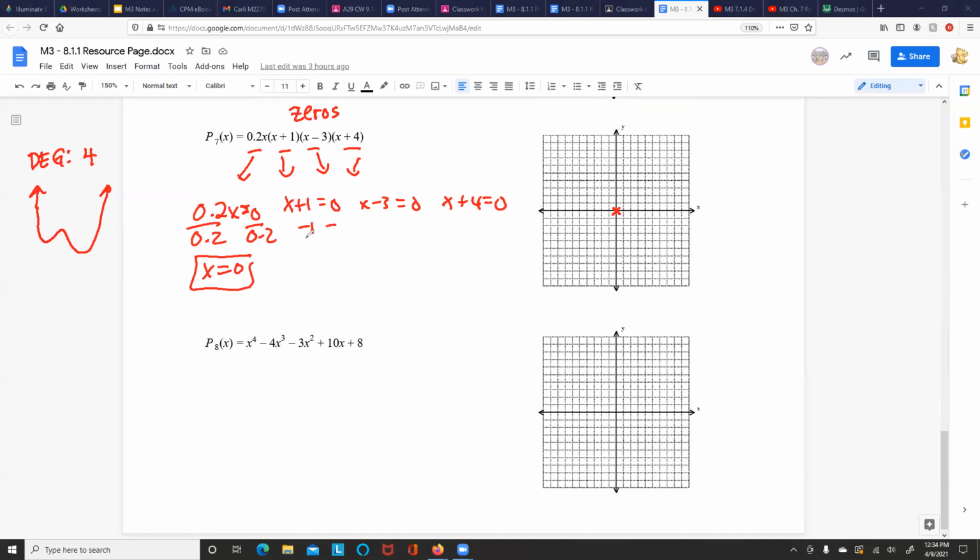When I subtract 1 from this, I get x equals negative 1. So another 0 is really close to it, negative 1. When I add 3 to this, we get x equals 3, right? So here, 1, 2, 3, right there. And then subtract 4, menos 4.